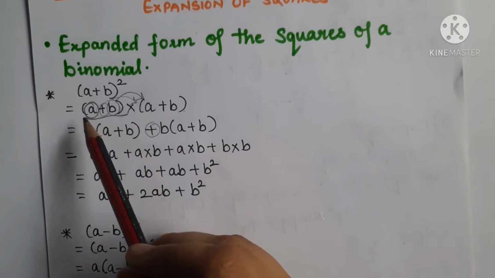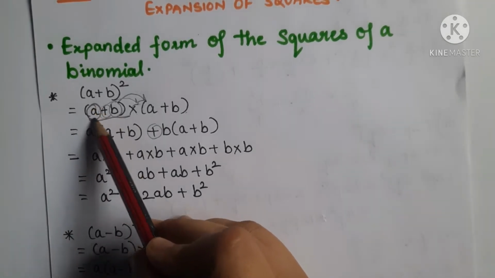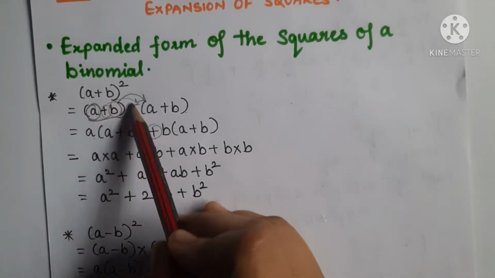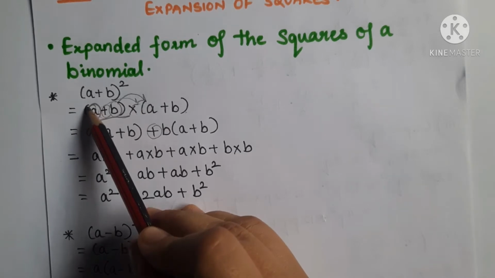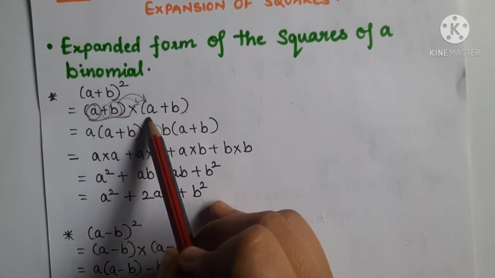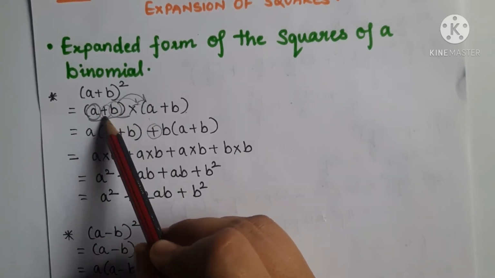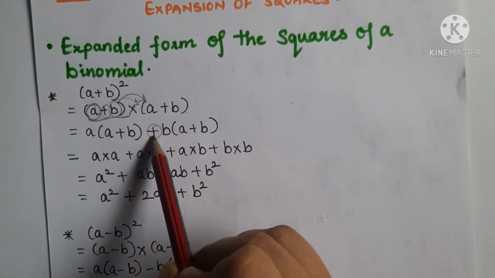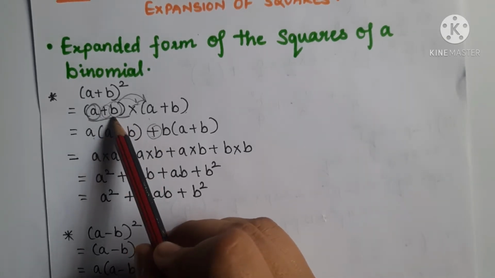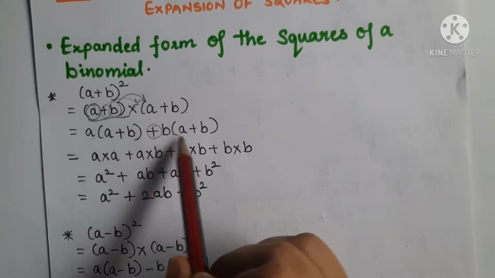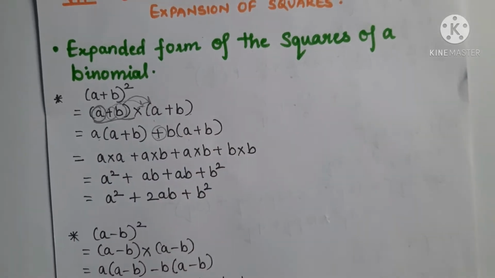So you can see what I did in the first step. I took the first bracket. From the first bracket I took the first term a and multiplied by the entire second bracket. See which is the sign? Plus, so plus sign. Which is the second term after that? b. So b I multiply by (a + b).